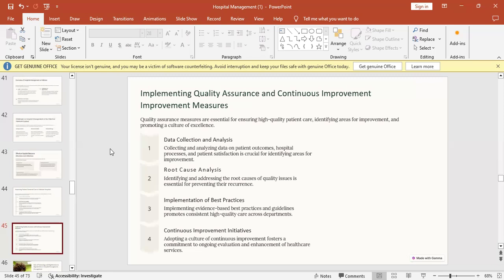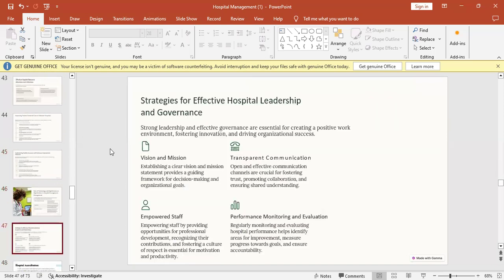Identifying and addressing the root cause of quality issues is essential for preventing their recurrence. Implementation of best practices. The next step that we need is implementing evidence-based practices and guidelines to promote consistent high-quality care across the departments. The last thing that we need is continuous improvement initiatives. Adopting a culture of continuous improvement fosters a commitment to ongoing evaluation and advancement of healthcare services.